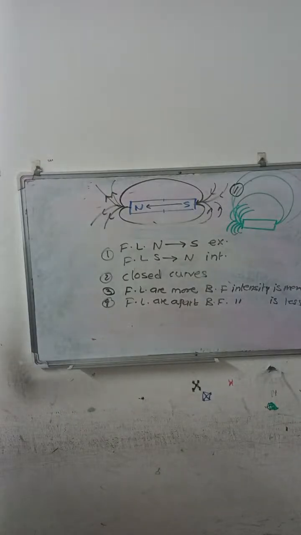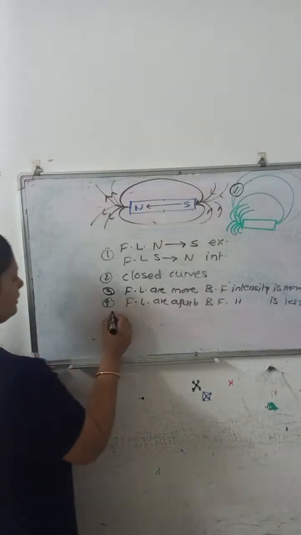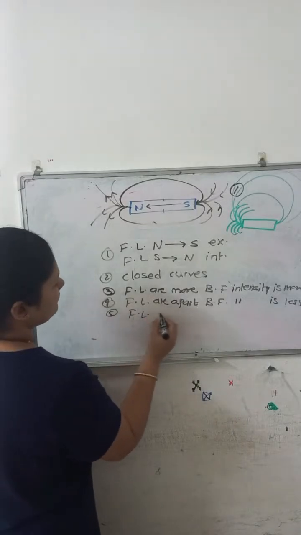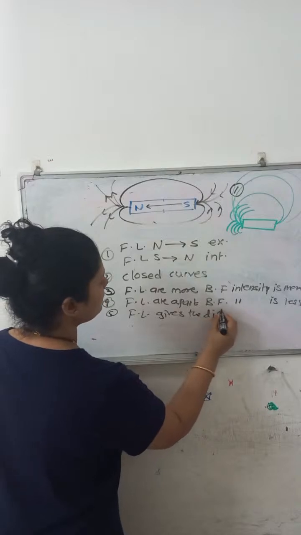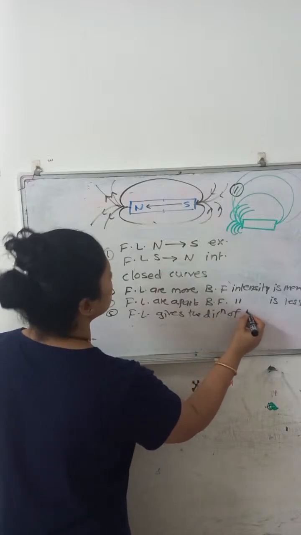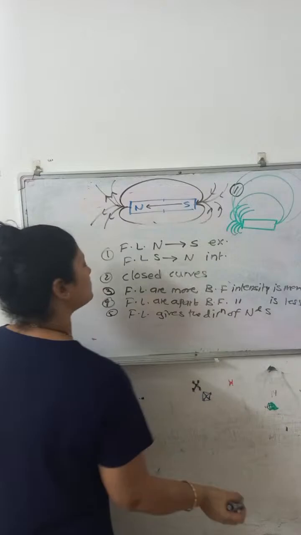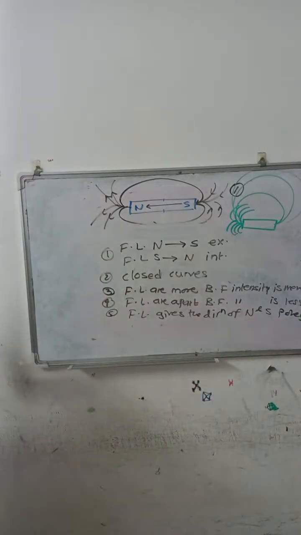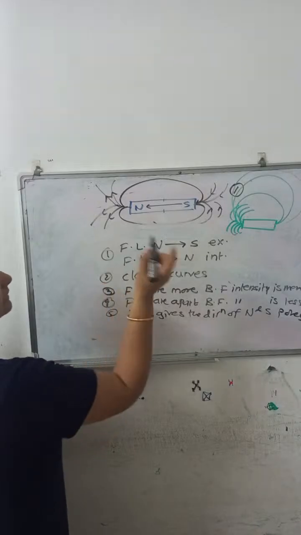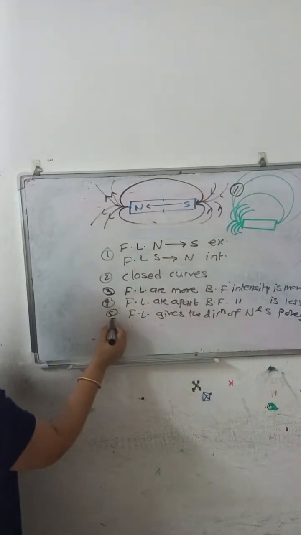And now the direction of the field lines. Field lines always give the direction. Very important. Field lines give the direction of the north and south poles. This is also one property. Then next one is direction inside the magnet, which we already discussed, and a very important property of the magnetic field line.